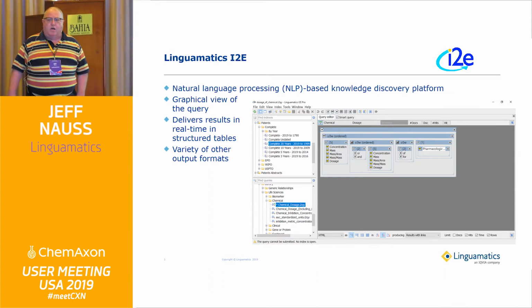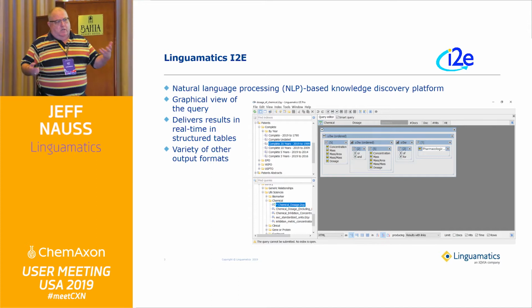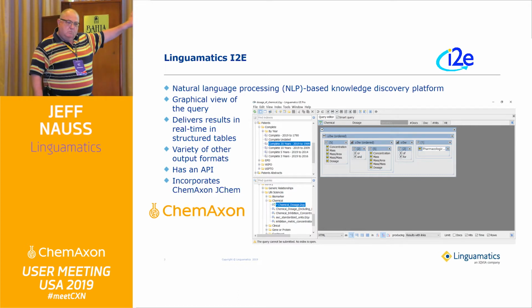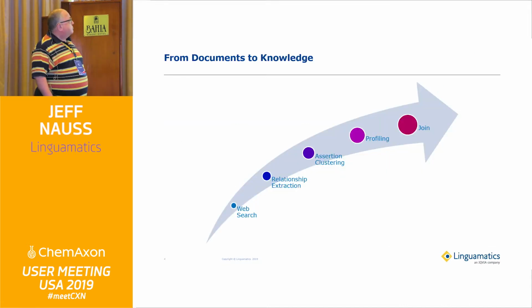What you'll see in the slides is HTML structure tables, but again, there are other file formats we can use. So I2E can be incorporated into an automatic workflow that you may have for processing your documents. There is a RESTful API that allows for easy integration, and the reason we're here, we incorporate the ChemAxon JChem to be able to do substructure similarity searches, as well as incorporating the images in our output.